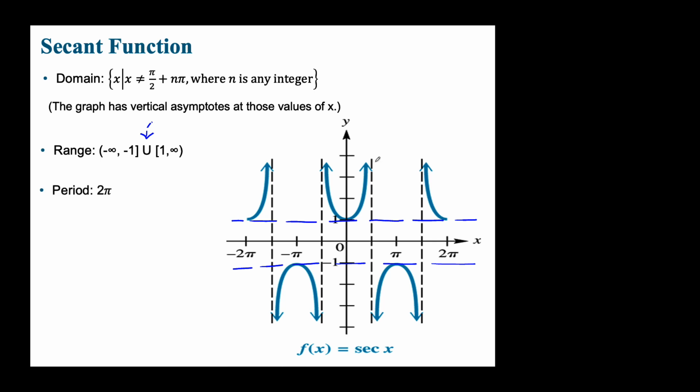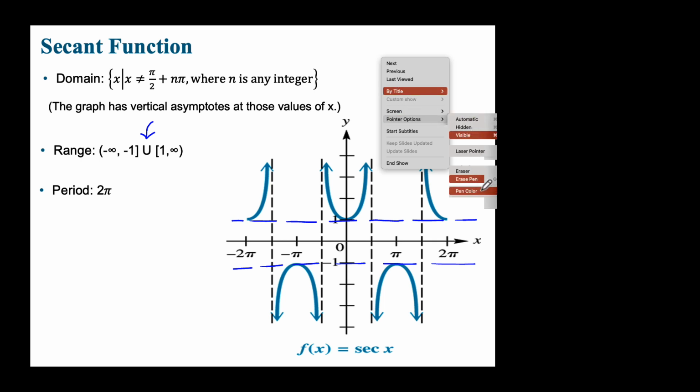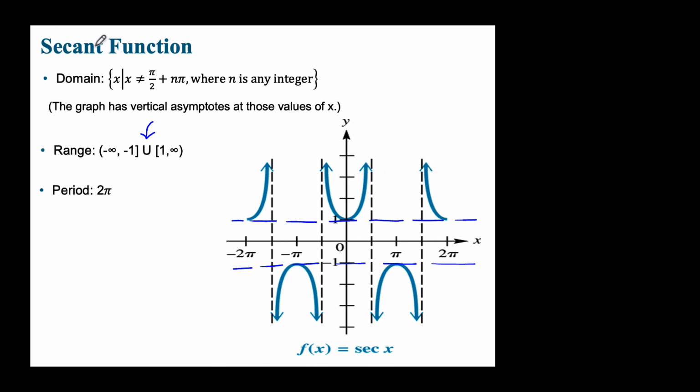All right, the period of secant takes 2 pi radians to complete one period. And what I'm going to do now is change colors and sketch its reciprocal graph. What's the reciprocal of secant? Hopefully you said cosine. So if I sketch cosine, it kind of helps lead us to the graph of secant. So for cosine, I'm just going to do one period so it doesn't get cluttered.